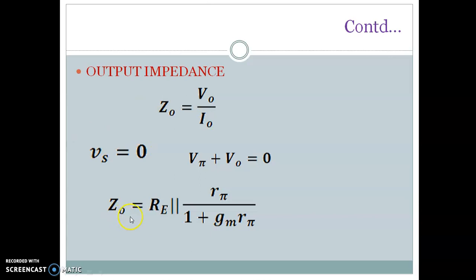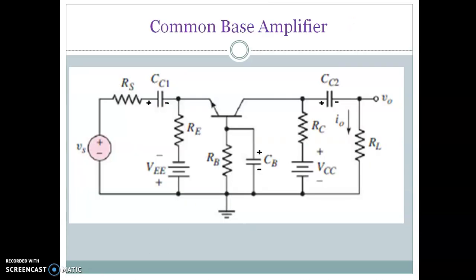So therefore your Z0 will be equal to Re parallel R pi divided by 1 plus Gm R pi. So this is the ratio of the current that will flow through your Rb. So therefore that is seen as your impedance effect.